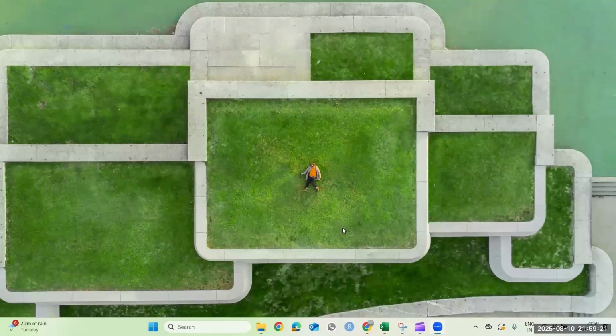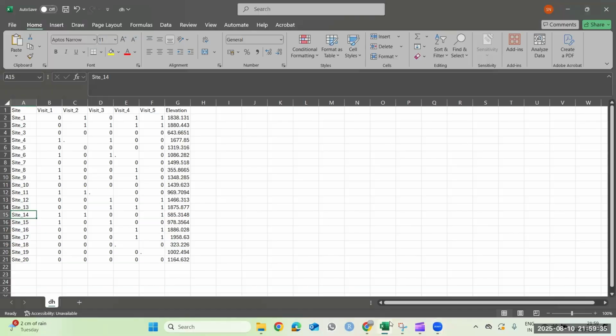Right. So today we're going to look at detection histories, the first part to start our occupancy models. What are detection histories? We're going to look at them in detail. So on paper, the detection history looks like this.